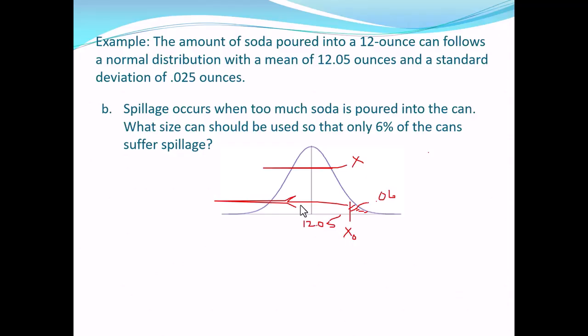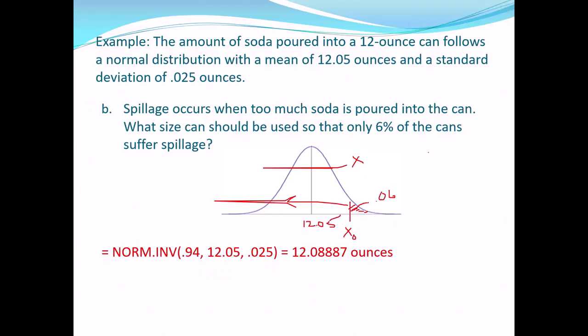If I say find the top 6%, okay, that's easy. If I say find the bottom 94%, that's easy. But you got to think, what's spillage? Spillage happens when too much soda is poured into the can. It's going to be when the soda amount, which is the value of X, exceeds the can size, and we want that to be the 6%. That's what puts us over here on the right.